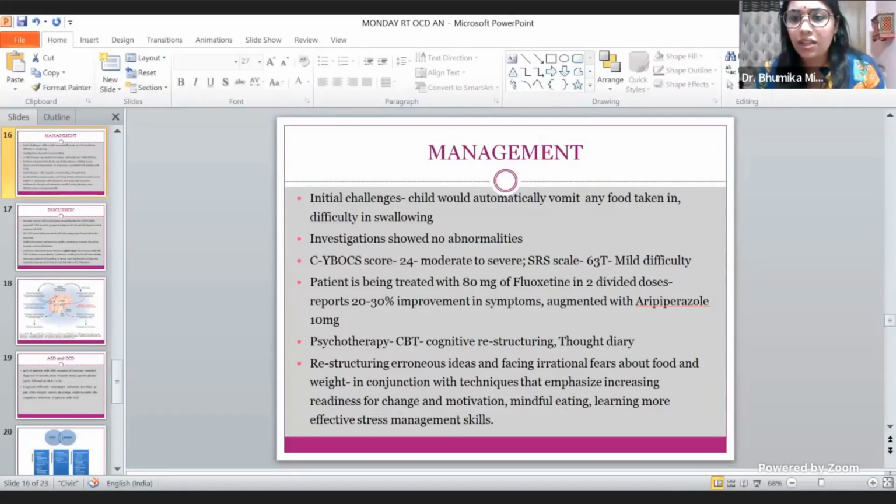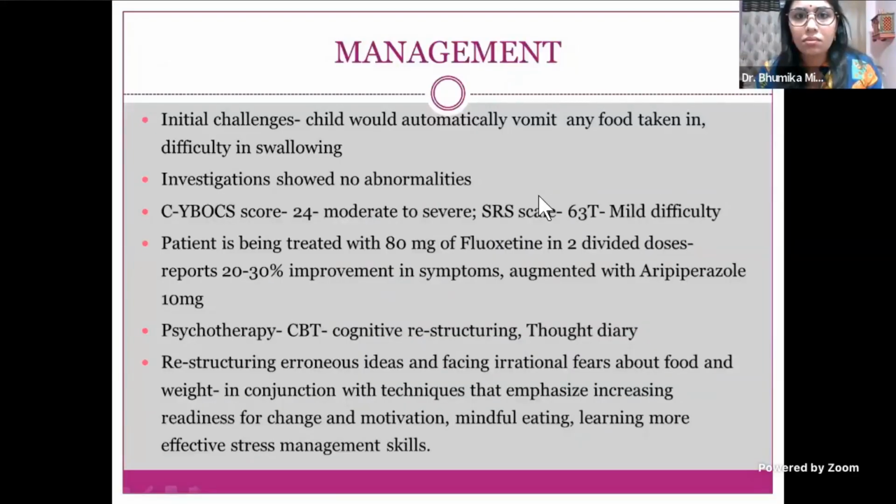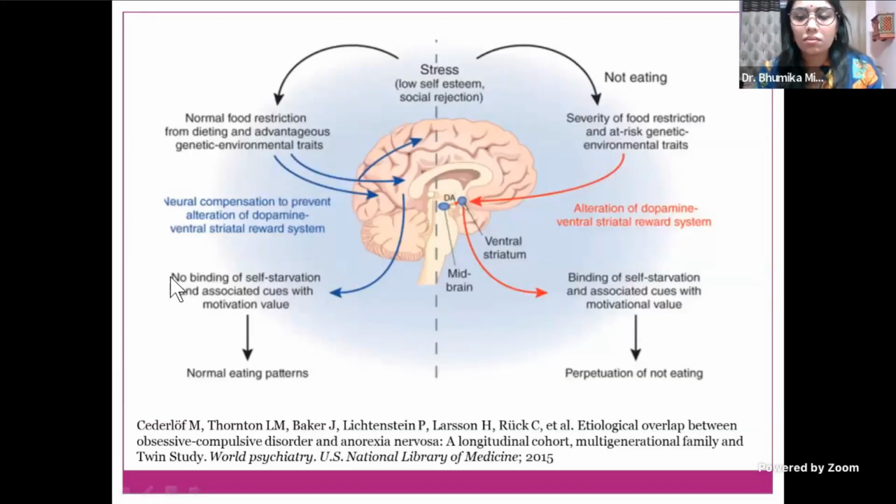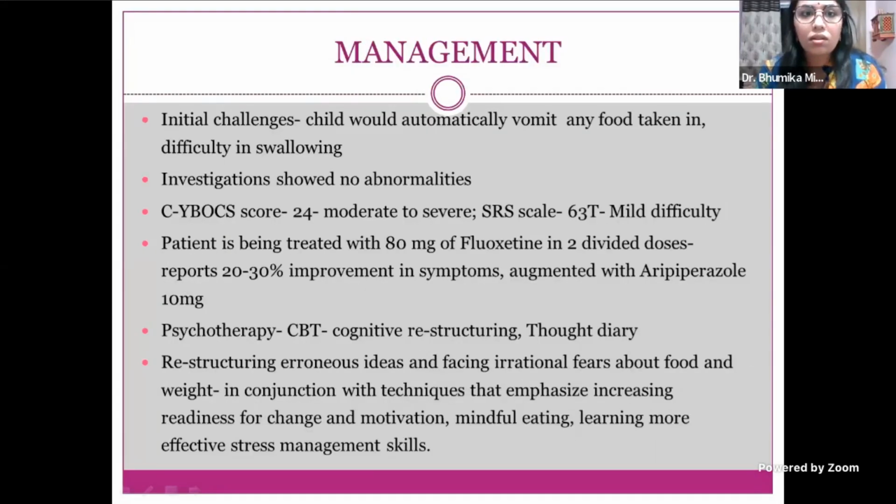Coming to the management aspect of it, initially the challenge that we faced was that the child would refuse to take any food, and whatever was taken in, he would automatically vomit out. He also had difficulties in swallowing. However, the investigations that we did showed no specific abnormalities.